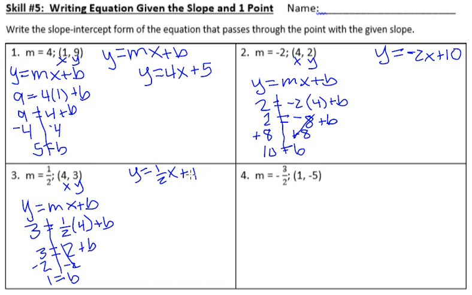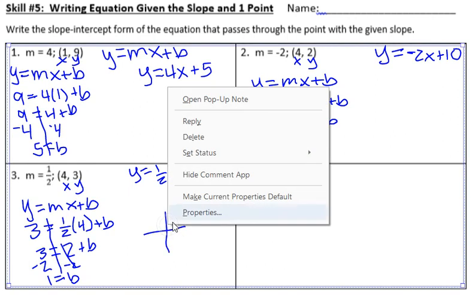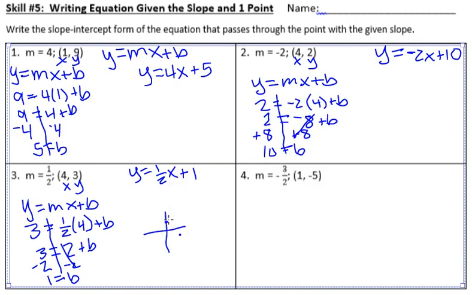So if I were to graph this line, I'd go to the origin, I'd go to positive 1. I'd go to positive 1 and I'd count up 1 over 2, up 1 over 2, and so on, and that would be my line.